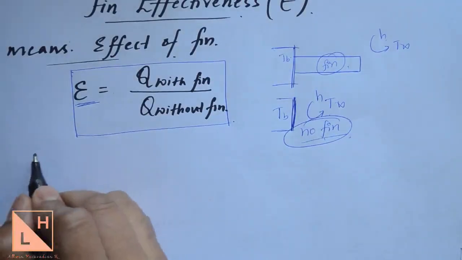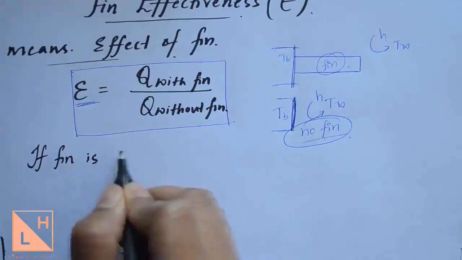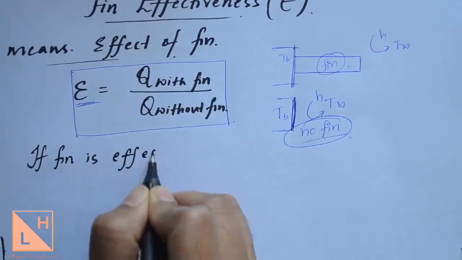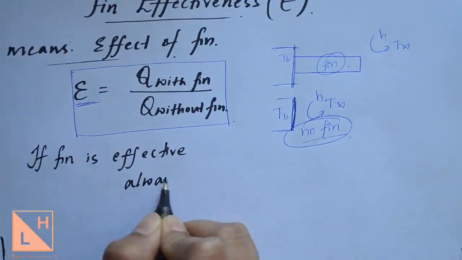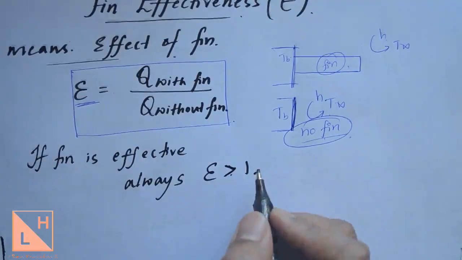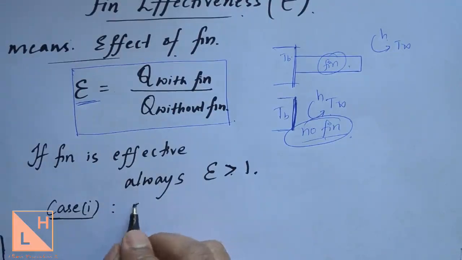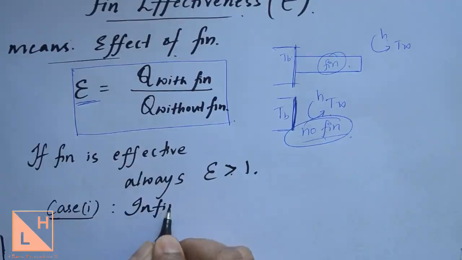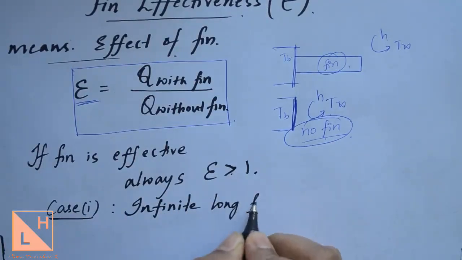Now remember that the purpose of a fin is to increase the rate of heat transfer. If the heat transfer is increased due to the presence of the fin, the effectiveness will always be greater than 1. In case you get less than 1, it means that the fin is actually reducing the heat transfer, which is not desirable. We attach the fin to a hot body in order to increase the rate of heat transfer. So the effectiveness should be greater than 1.